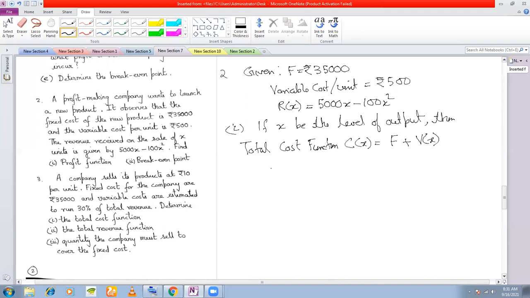In this case, the fixed cost is given to you as 35,000. And what is the variable cost per unit? 500. But how many units are being produced? x units. So total variable cost will be 500x. This is your total cost function. Now, once you have found the total cost function and the revenue function is given to you, you'll be able to find out the profit function.